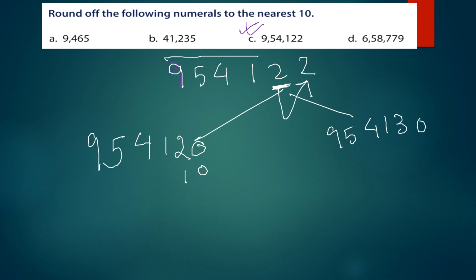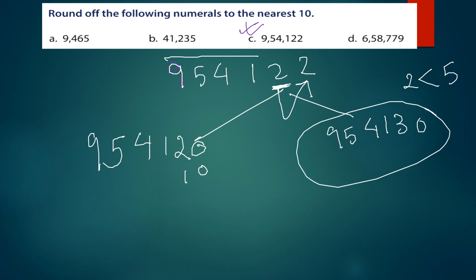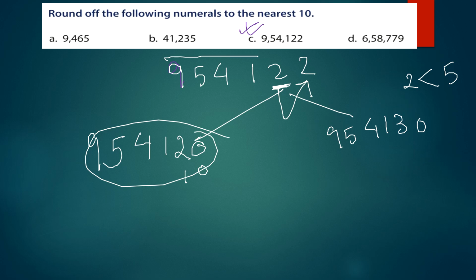Look to the right. You see it's 2. 2 is smaller than 5. So your rounding off number will be 9, not this one, because 2 is smaller than 5. So your number is 954120. Okay, let's move to the next slide.